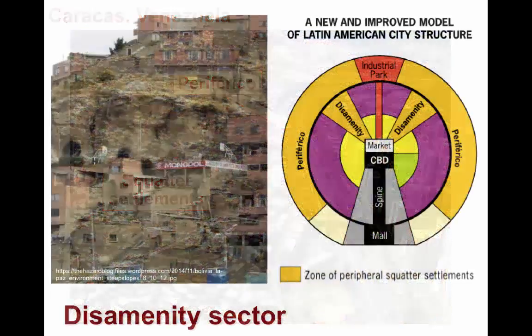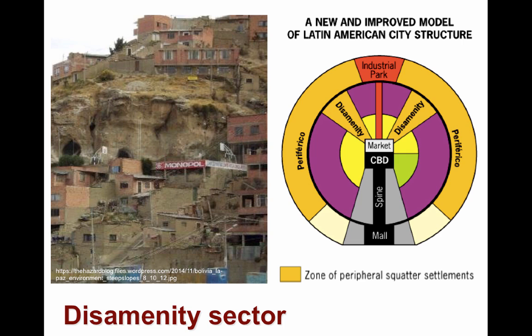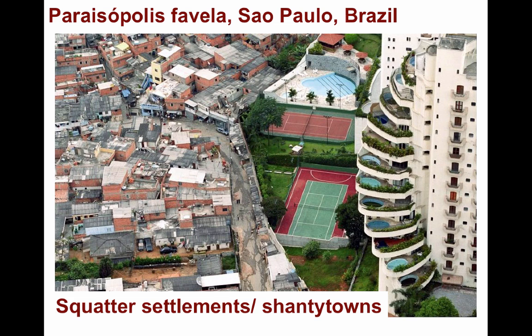Disamenity sectors often exist where the poorest people live, and may sometimes reach all the way toward the city core. These can be overrun by gangs and drug lords in some extreme cases. Latin America has some of the most extreme disparity between the rich and the poor in the entire world, as this image of Sao Paulo clearly indicates.